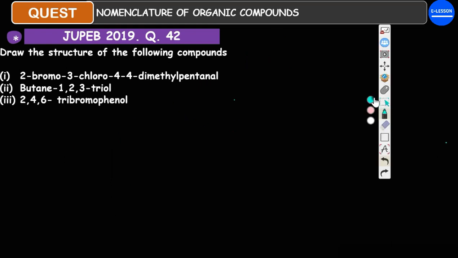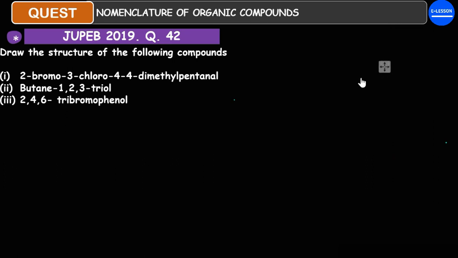Now the next one is butane-1,2,3-triol. I told you that when you want to write a structure like this, first of all, write the butane. Butane will be CH3, it has 4 carbons, CH2, CH2, and then CH3. Now, if you look at this very well, you are told that at position number 1 there is an OH group, at 2 there is OH, at 3 there is an OH group, because triol means 3 OH. Are you getting it now?